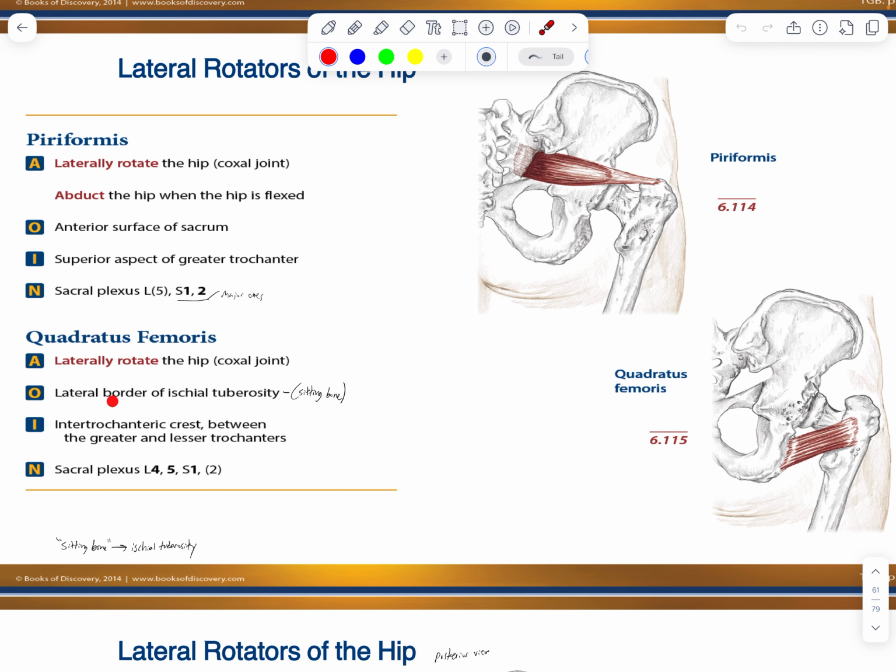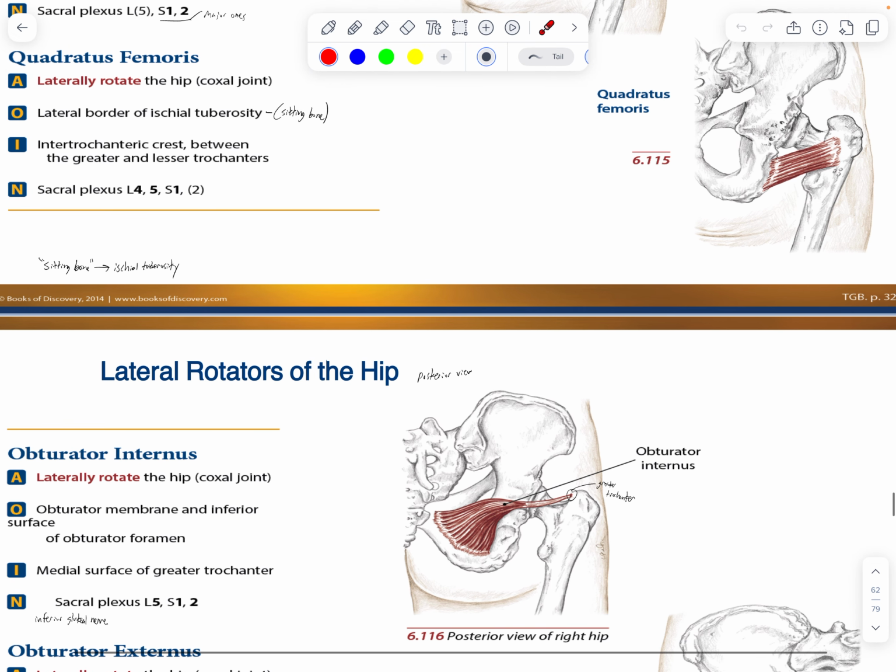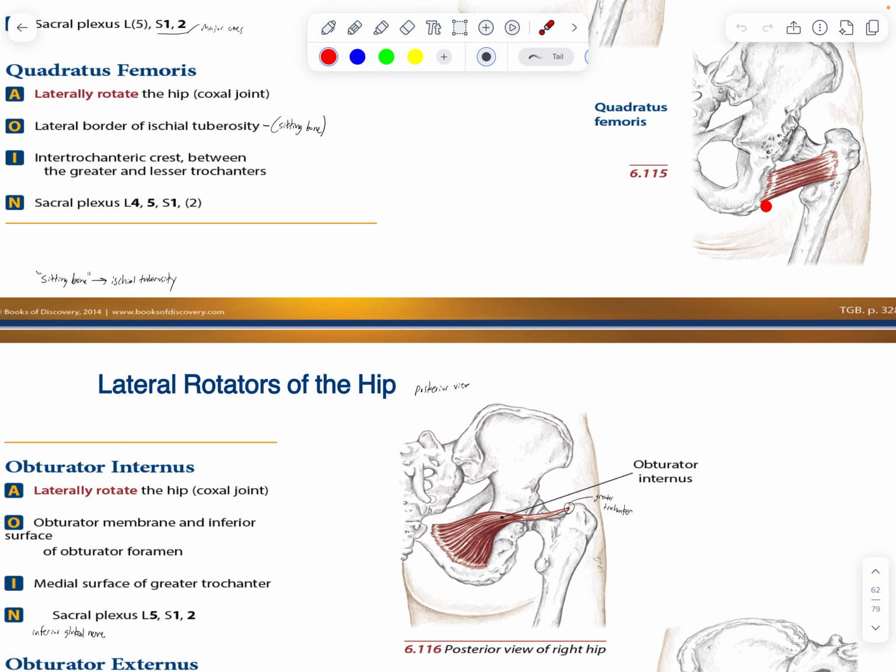And the origin is the lateral border of the ischial tuberosity. And that will be right here. And this is your sitting bone. This is the bone that you sit on or used to sit. And it inserts on the trochanteric crest between the greater and lesser trochanters. So right in between. And the action, it laterally rotates the hip. This is also innervated by the sacral plexus. Sitting bone, ischial tuberosity, like I said.